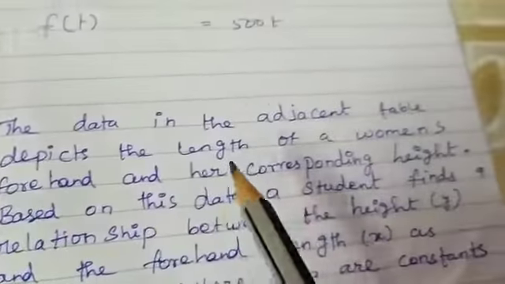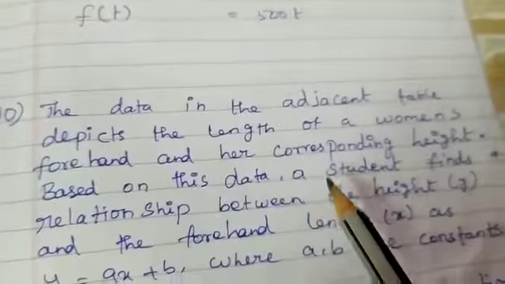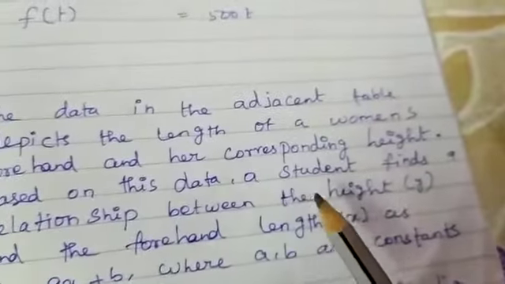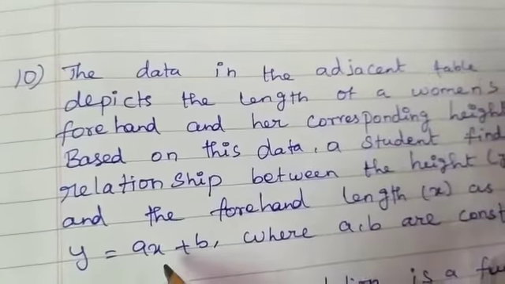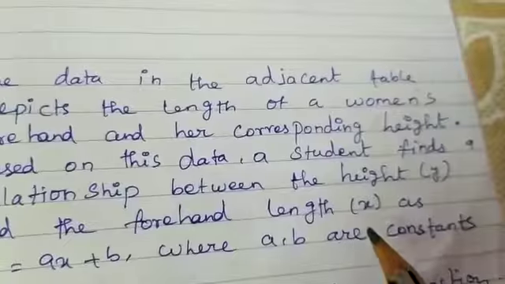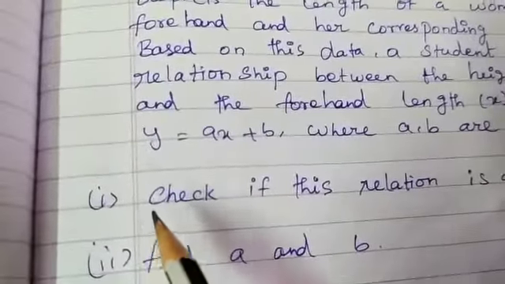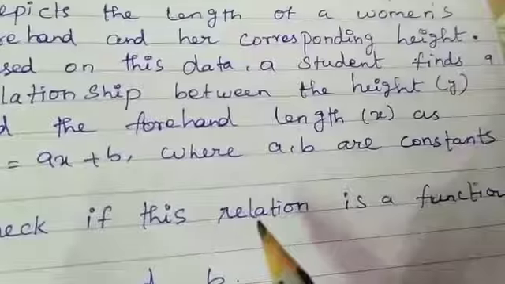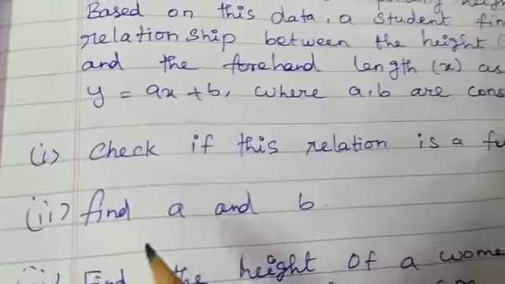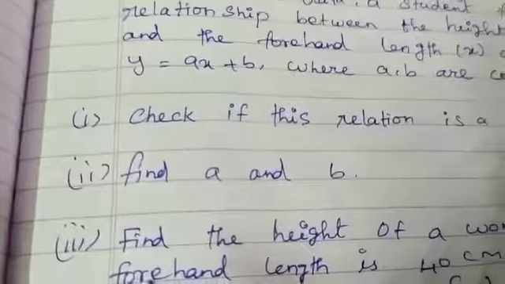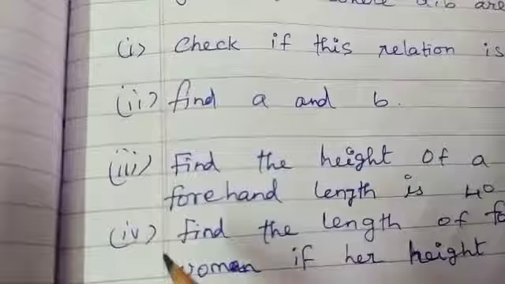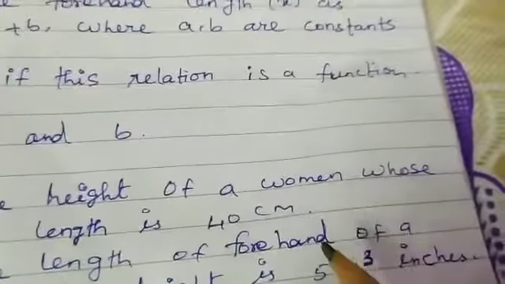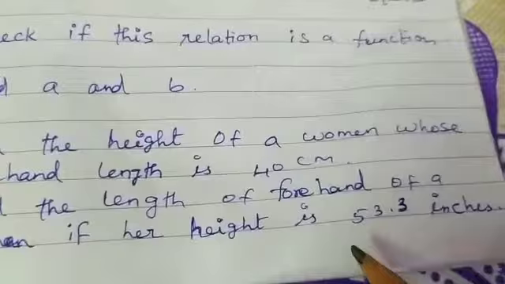So our 10th question is, the data in the adjacent table depicts the length of a woman's forehand under corresponding height. Based on this data, a student finds a relationship between the height y and the forehand length x as y equal to ax plus b, where a, b are constants. First we have to check if the relation is a function, and second part we have to find a and b, and third part find the height of a woman whose forehand length is 40 centimeter. Fourth part, find the length of a forehand of a woman if her height is 53.3 inches.